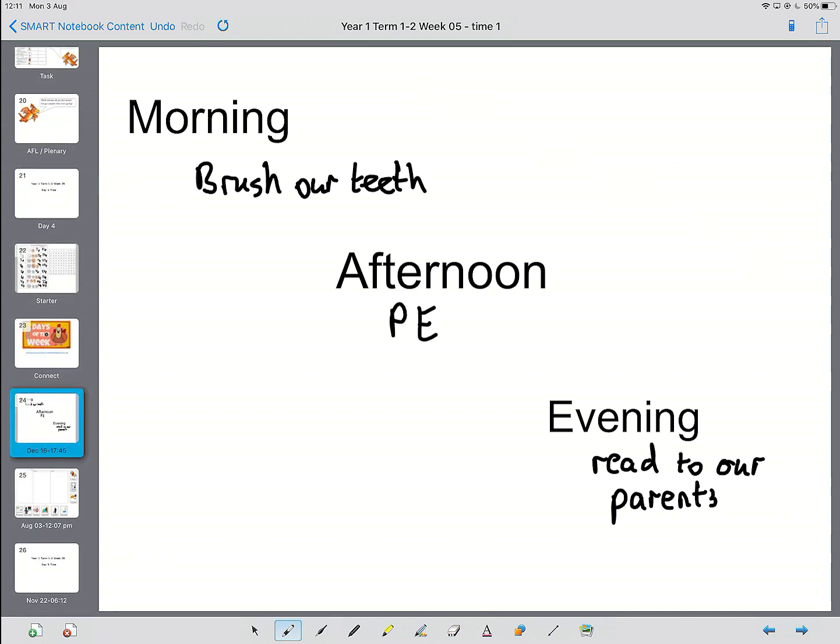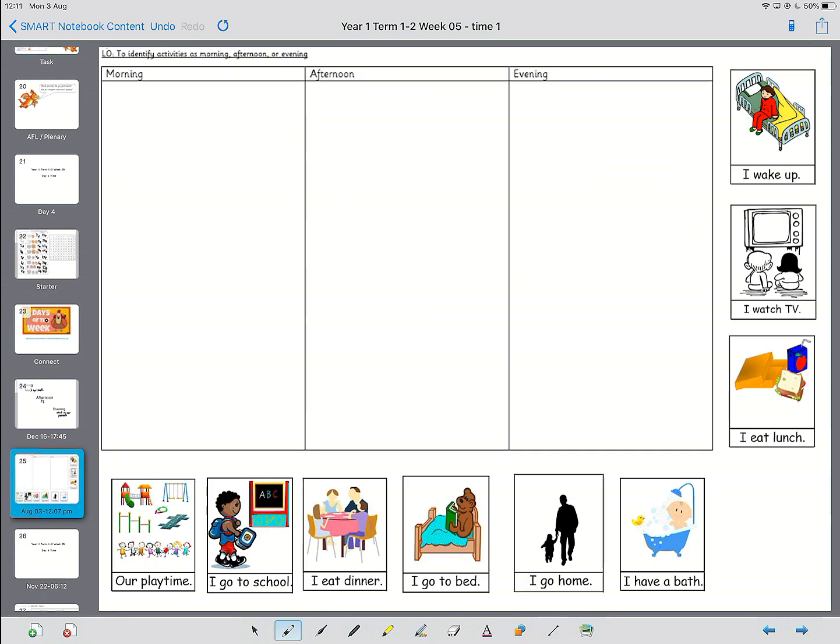Now, your task today is this. It's to put each of these activities into a category. If you want to draw a picture and write the words, that's brilliant. But you're going to decide which ones you do in the morning, which ones you do in the afternoon, and which ones you do in the evening. Now, there isn't really any right or wrong with this. There are certain things you're not likely to do, like go to bed in the morning. But you could have a bath in the morning, you could have a bath in the afternoon when you get home from school, or you could have a bath in the evening. So it's up to you.